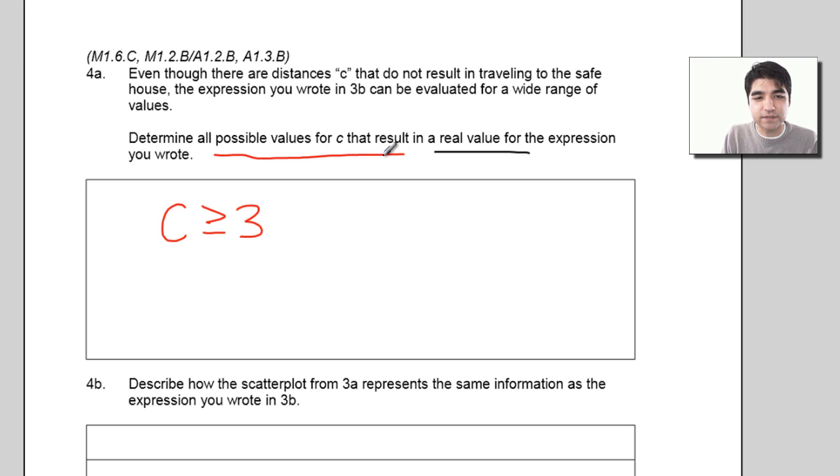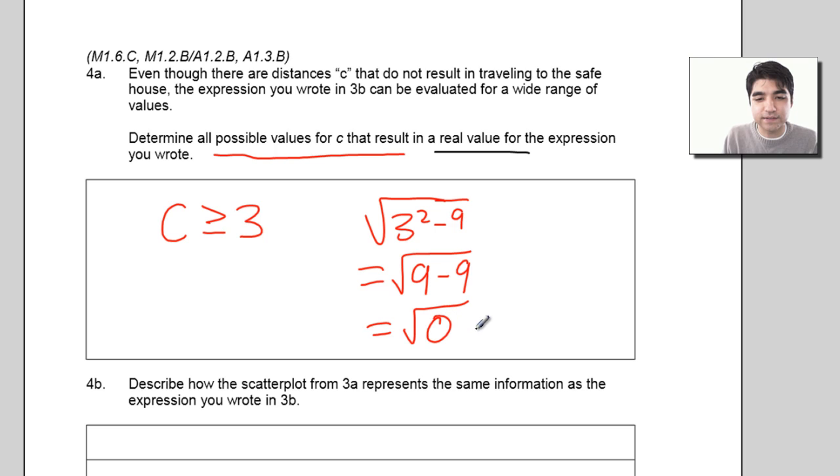Determine all possible values for c that result in a real value. Okay, yep. Because, by our equation, square root of 3 squared minus 9, that equals square root of 9 minus 9 equals square root of 0, which equals 0. So any number greater than or equal to 3 will work. 2 won't work, 1 won't work, 0 won't work, and any negative number won't work. Okay, so that's it for 4a. Now let's go on to 4b.